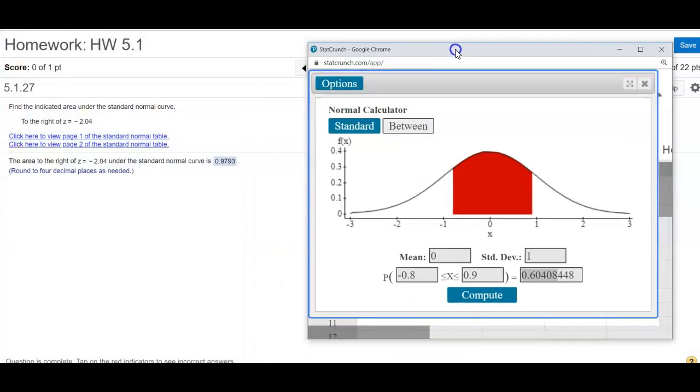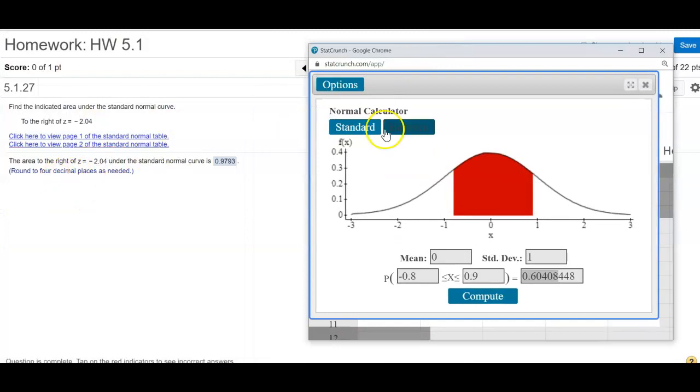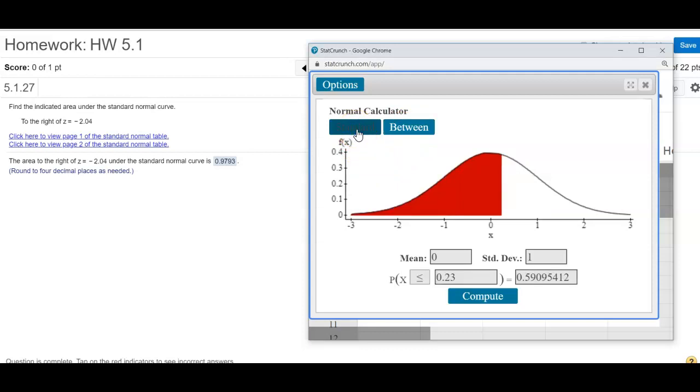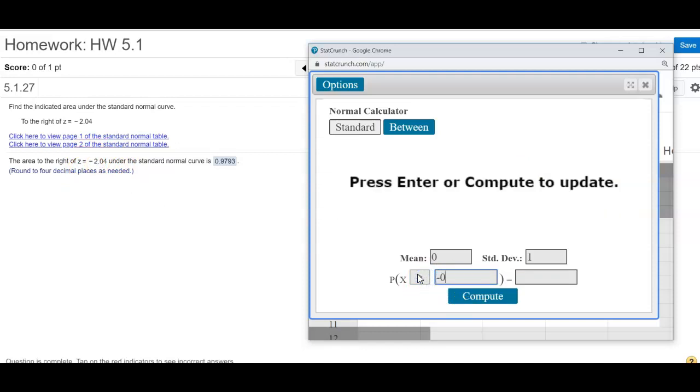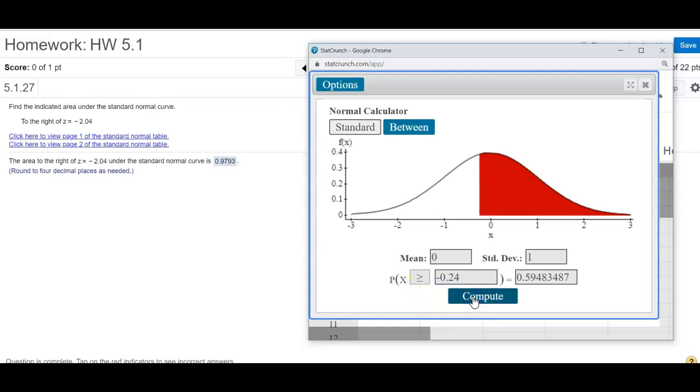So in this case, they said find the area to the right. Again, whichever tab is white, that's the tab you're in. So I'm going to click standard because I want either left or right. Right is greater than, and I have to plug in my z-score. My z-score is negative 0.24, and I compute the area to the right of the standard normal curve.